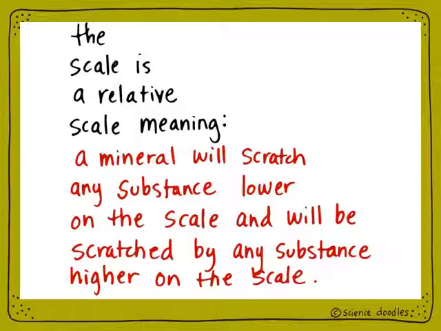The hardness scale is a relative scale, meaning a mineral will scratch any substance lower on the scale and will be scratched by any substance higher on the scale. So if you're a 5, you're going to scratch anything from a 1 to 4, and you're going to be scratched by anything from a 6 to 10. So anything lower than you can beat up, and anything higher than you will beat you up. Okay? So it's kind of the same with middle school. Anybody lower than you can take care of, but anybody bigger than you got to watch out for.